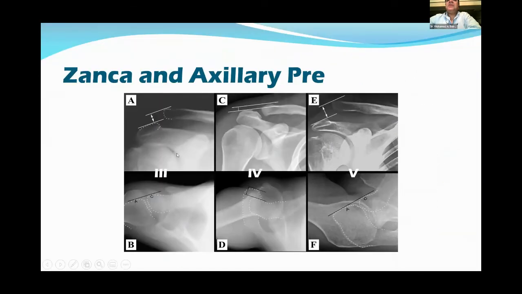As you see here, this is the Zanca view pre, and this is the axillary. This is pre, and this is post.